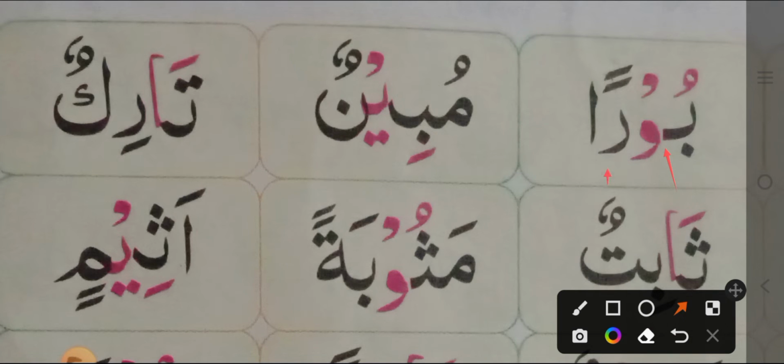Buran. In stop, one zabar will be removed and one zabar remains, then it would be converted into alif madda, and in stop we should stretch it: bura.